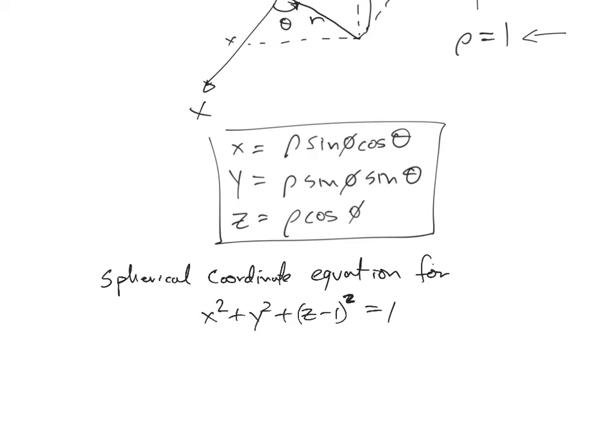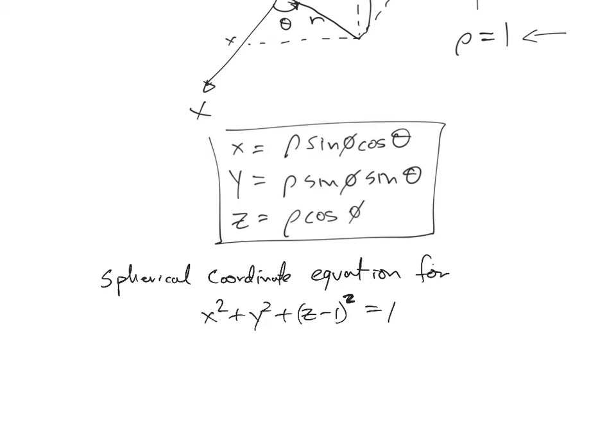What would it be if it was x squared plus y squared plus z squared equals 1? Oh, come on, that's easy. It's a sphere, right? With a radius of 1, centered at the origin, right? What is this one? Also a sphere, right?